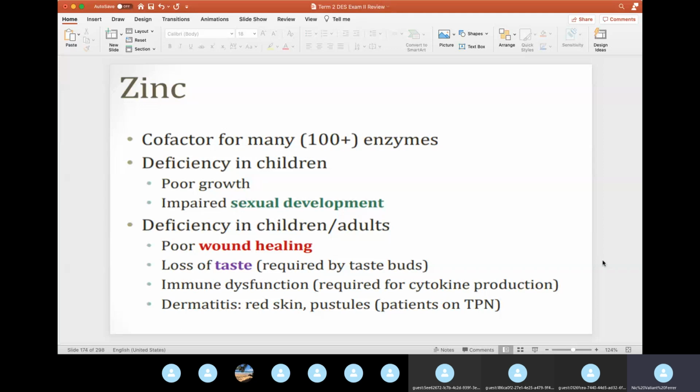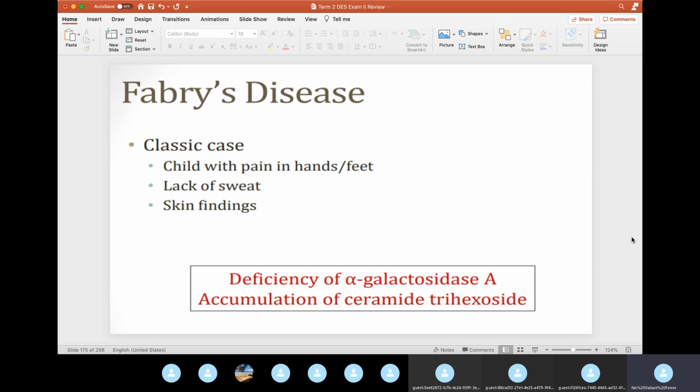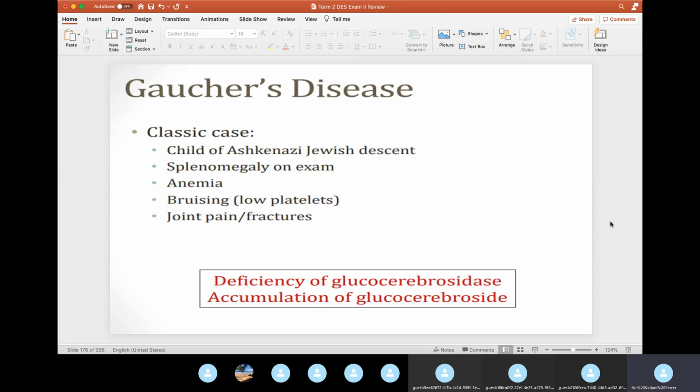Zinc, very important in wound healing, also in taste, also in sexual development. We're almost there. Fabry's disease, just memorize the classic case, okay? Know the deficiency, know what is accumulating, and know the clinical presentation. Fabry disease: child with pain in hands, lack of sweat, and skin findings. Gaucher disease: deficiency of glucocerebrosidase, accumulation of glucocerebroside. Ashkenazi Jewish descent due to founder effects. Splenomegaly, anemia, bruising, joint pain and fractures.